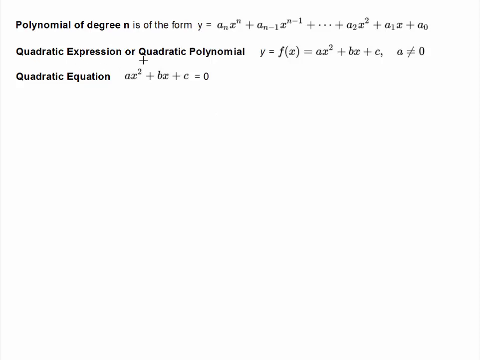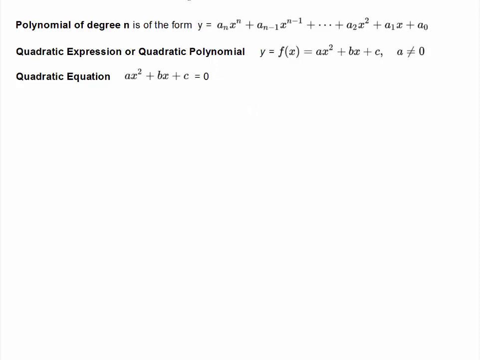Now quadratic expression or quadratic polynomial is a polynomial whose degree is 2, meaning the maximum power of x is 2, which is x square. So therefore, the general form of a quadratic polynomial is y equals f(x) equals ax square plus bx plus c, where a is not equal to 0. Now earlier we have seen the quadratic equation. This is the quadratic polynomial equal to 0. So this becomes an equation in such a case.